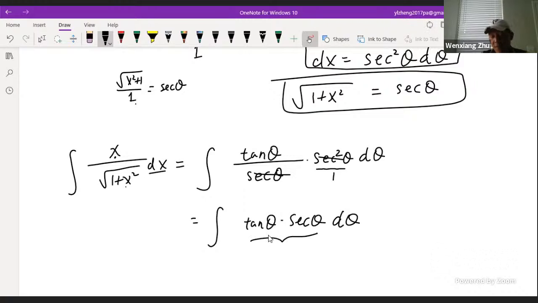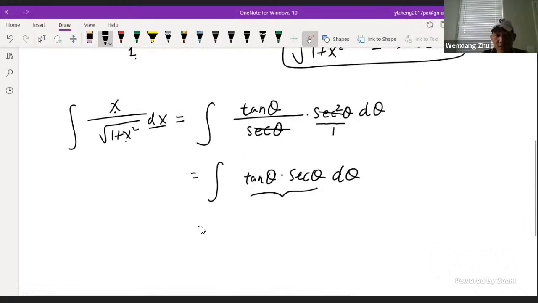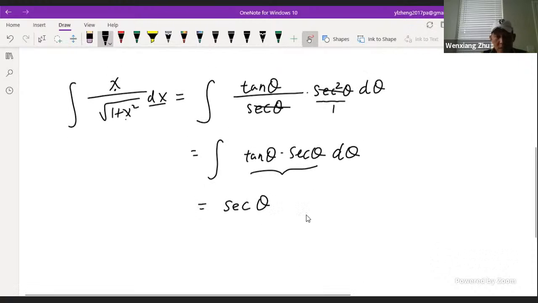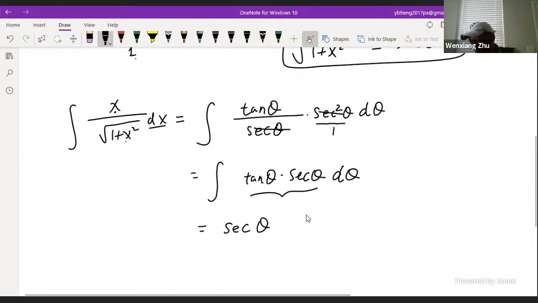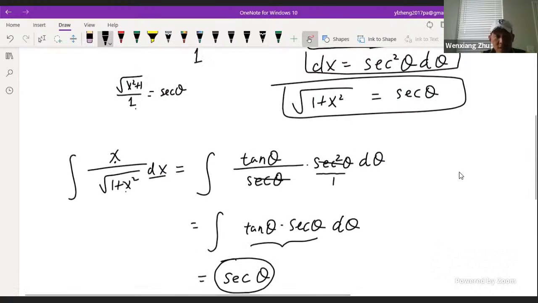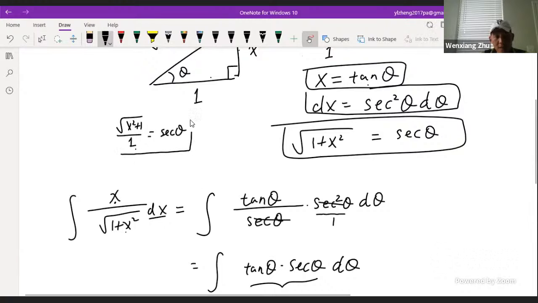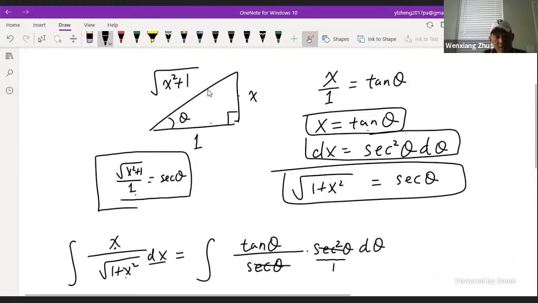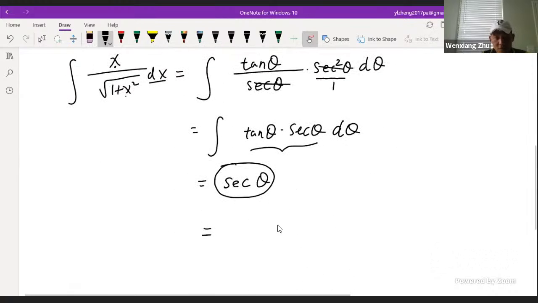Once you see this, it is very simple. We know the antiderivative of this is just equal to secant theta plus a constant c. So pretty much we're done. There's just one little thing left. You started with a problem in terms of the variable x. You end up with a function in terms of theta, so you've got to do something more. One more thing is to replace secant theta in terms of x. Can I do that? Yes. My secant theta is hypotenuse over adjacent, which is just equal to the square root of x squared plus 1.